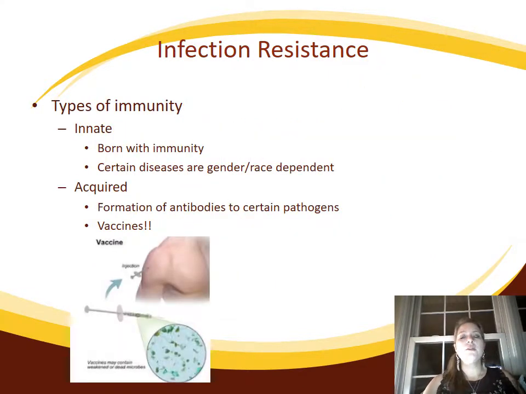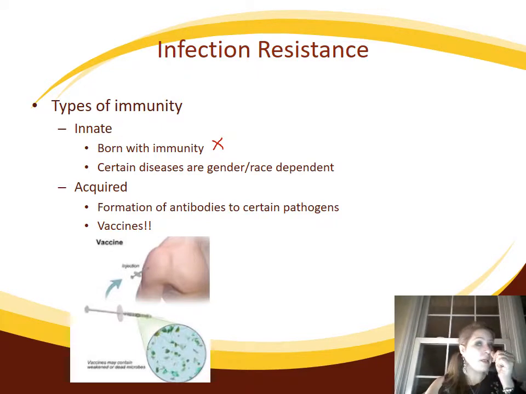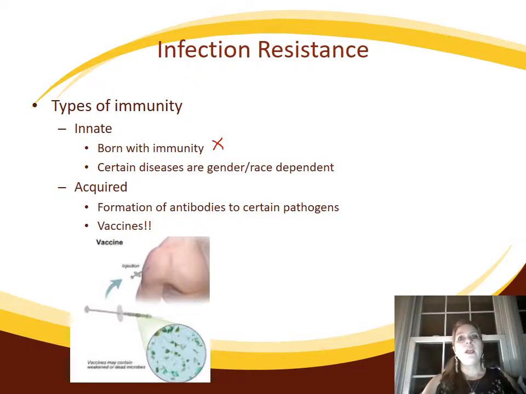Okay? There are two types of immunity. One is innate and one is acquired. Innate means that you are born with a particular type of immunity. You didn't do anything special, you didn't earn it, you just got it. And there are particular diseases that are infectious to one particular gender or one particular race. For example, Kennedy's disease. Kennedy's disease is a genetic disorder, but it is found only in males. It is not found in females. So females have an innate immunity to that particular disease.